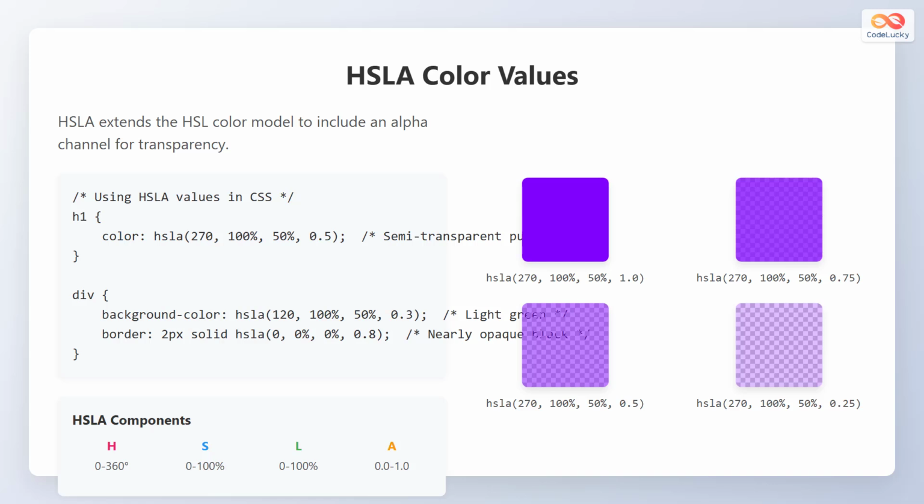HSLA extends the HSL color model to include an alpha channel for transparency. The alpha parameter is a number between 0.0, which is fully transparent, and 1.0, which is fully opaque. It controls how much the background shows through the color. The HSLA model allows for a more intuitive control over color and transparency, making it easier to adjust colors based on perceptual qualities. The components of the HSLA are hue, saturation, lightness, and alpha.